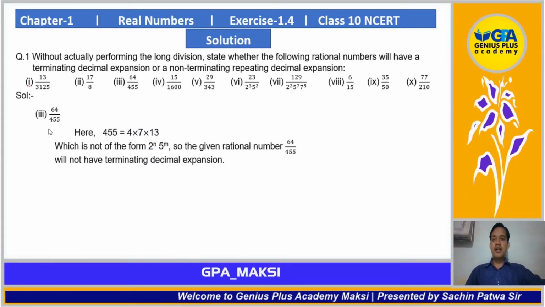Our question number 3 is 64 by 455. So here our denominator is 455 and its prime factorization is 5 into 7 into 13. So we cannot change 5 into 7 into 13 into the form 2 raised to n, 5 raised to m. So it is not of the form 2 raised to n, 5 raised to m. So the given rational number 64 by 455 will not have terminating decimal expansion.